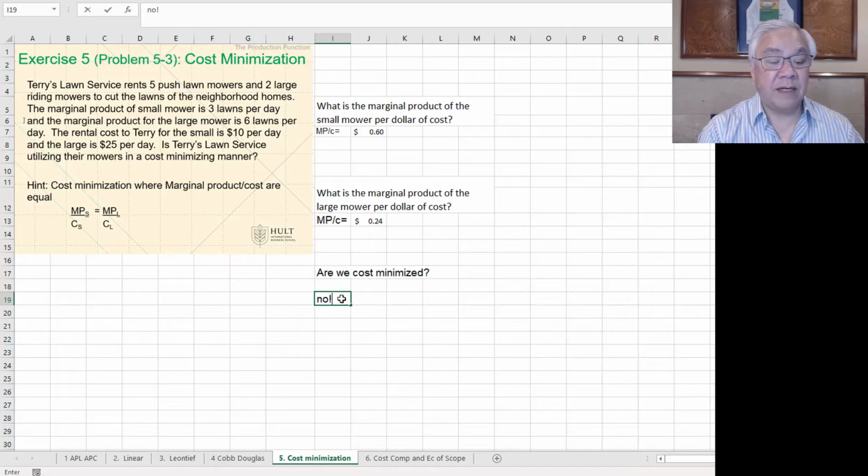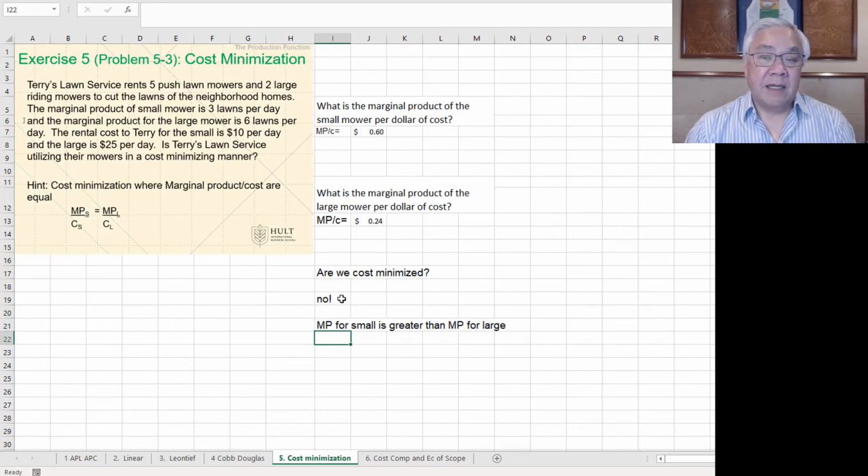The answer is no, right? Because the marginal product per dollar for the small is greater than the marginal product per dollar for the large. And our recommendation to Terry would be, let's start de-emphasizing the large and move toward the small because it earns us more money.